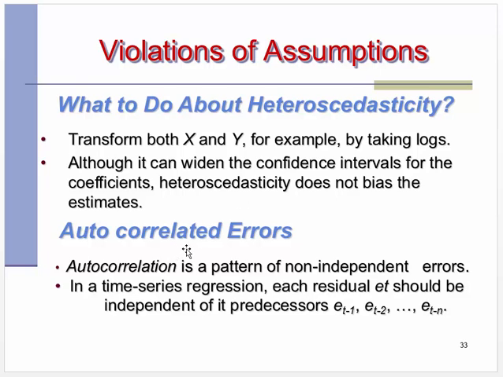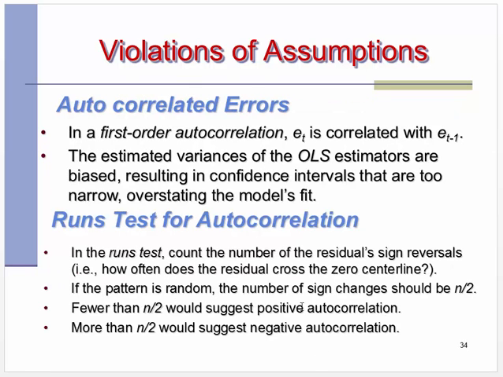Autocorrelated errors. Autocorrelation is a pattern of non-independent errors. The errors are not independent. In time series regression, each residual e should be independent of its predecessors, right? But if not, it's autocorrelated.